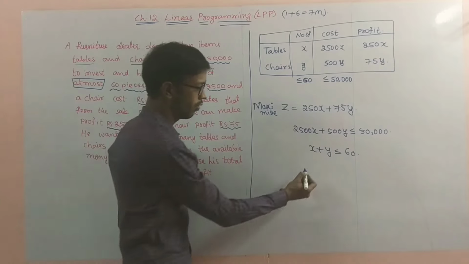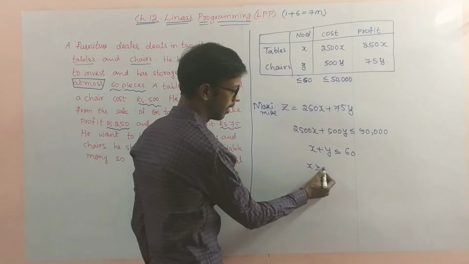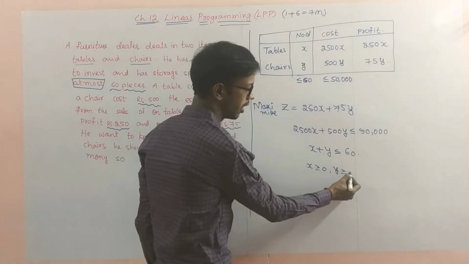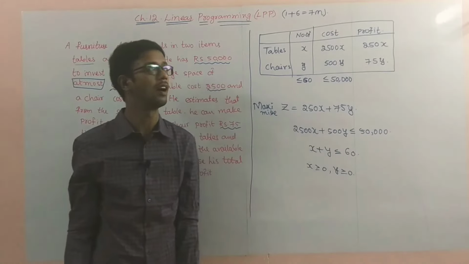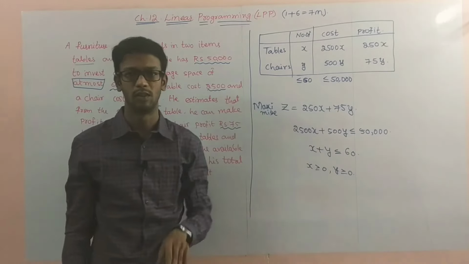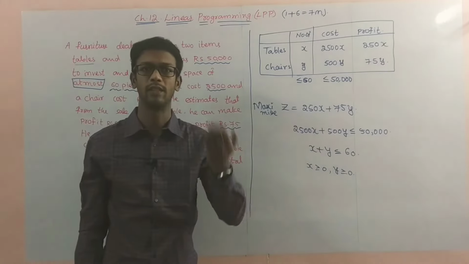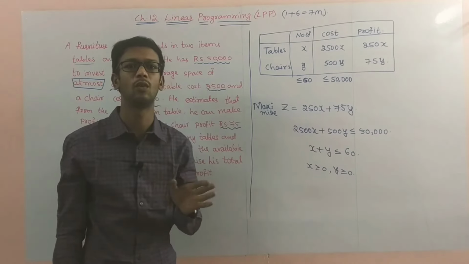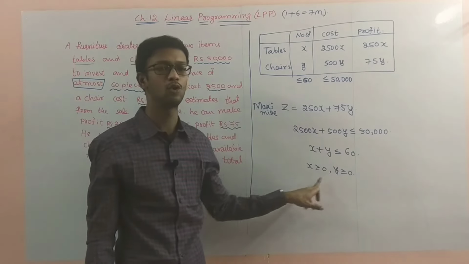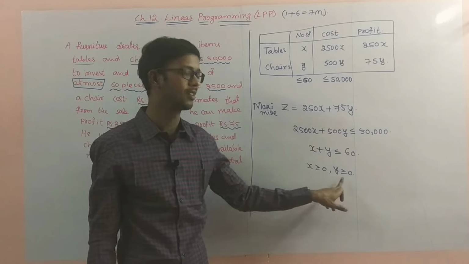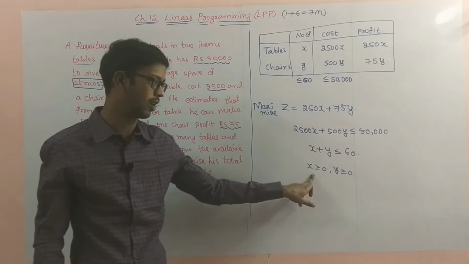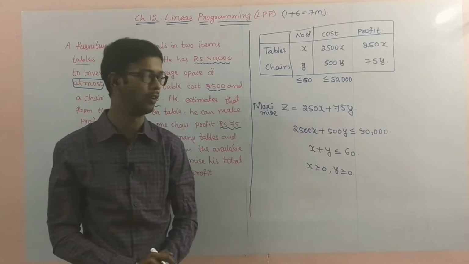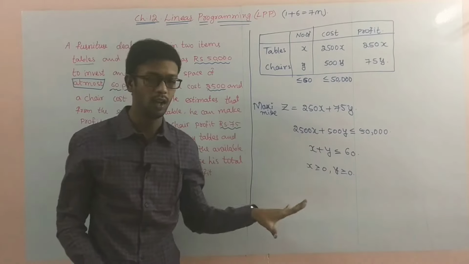And here one more we can write: X is greater than or equal to 0, Y also greater than or equal to 0. Why? Because the number of tables may be 0 or more than 0, but less than 0 is not possible. So that's why X should always be greater than or equal to 0, and Y greater than or equal to 0. This is the total problem.